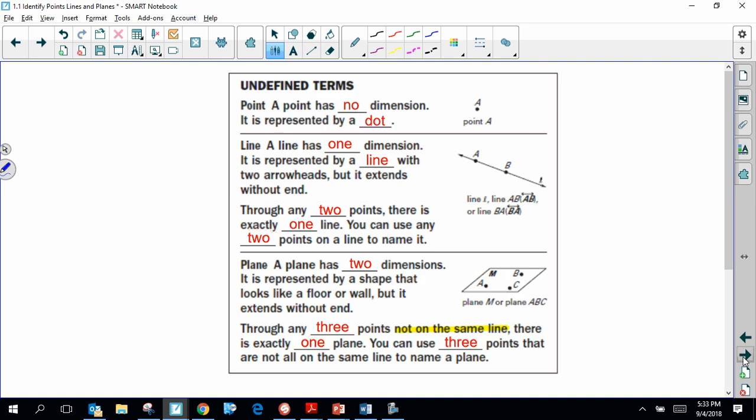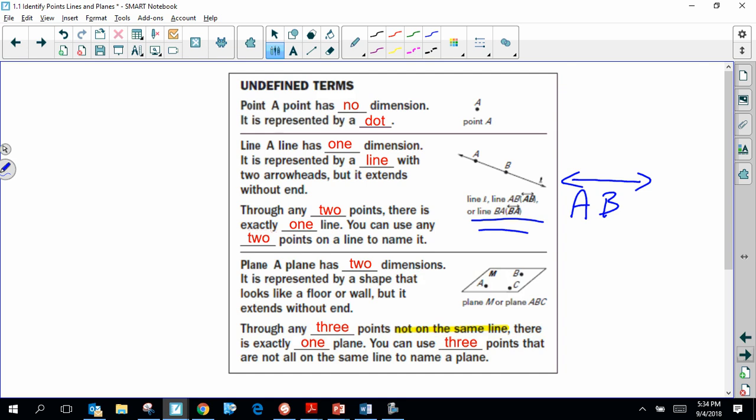So the only three undefined terms, as I've explained already in geometry, are a point, a line, and a plane. A point has no dimension. It's represented by a single dot. Lines are boundless and they're one-dimensional, but they go in opposite directions forever. And you can see here how we're showing how we name them. A line that we would represent has arrows on either end of it, indicating that it is continuous.